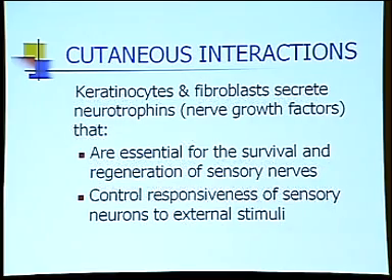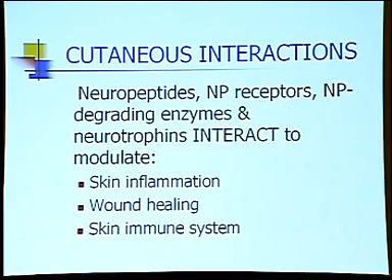Keratinocytes and fibroblasts help the nerves. They help regenerate nerves by secreting neurotrophins. So they're helping each other. The different systems are helping each other, helping us survive and heal.